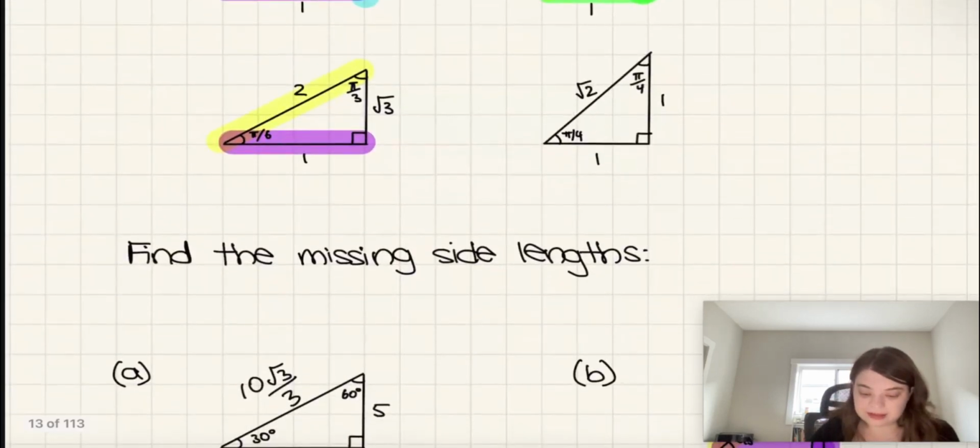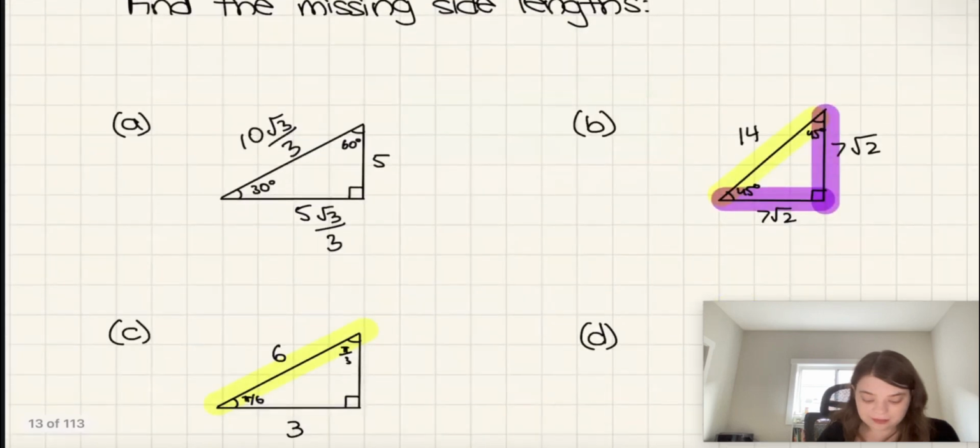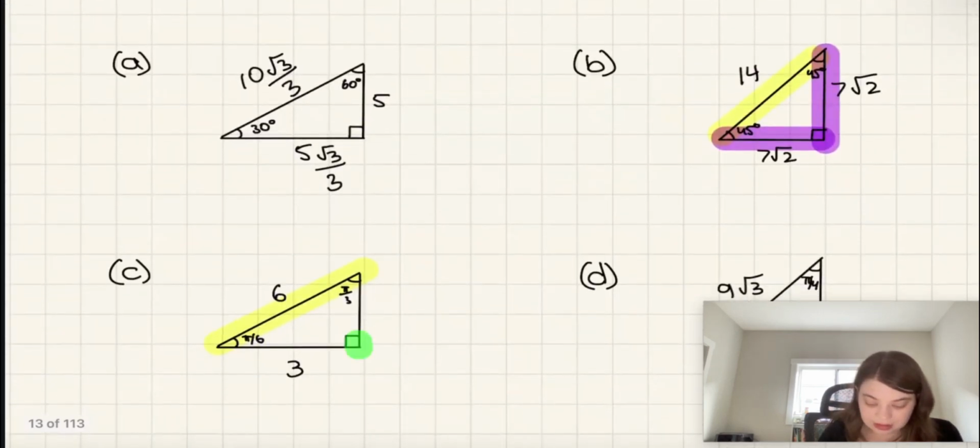Then how about this other side length here? What do we have to do in order to get this side length here? Well, we have to take the purple side length, the 1, and multiply that by root 3. So in this case, we have 3 for this side, and so we have to multiply that by root 3 to get this side length. So that would be 3 root 3, like that.